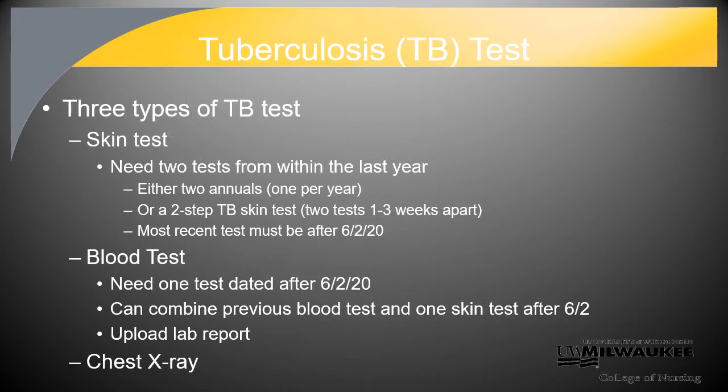The first requirement you need to complete on Castle Branch is the TB test, tuberculosis. There are three options for completing the TB requirement. The first and most common and cheapest is to get the skin test. If using the skin test, you must upload 2 tests from within the last year.